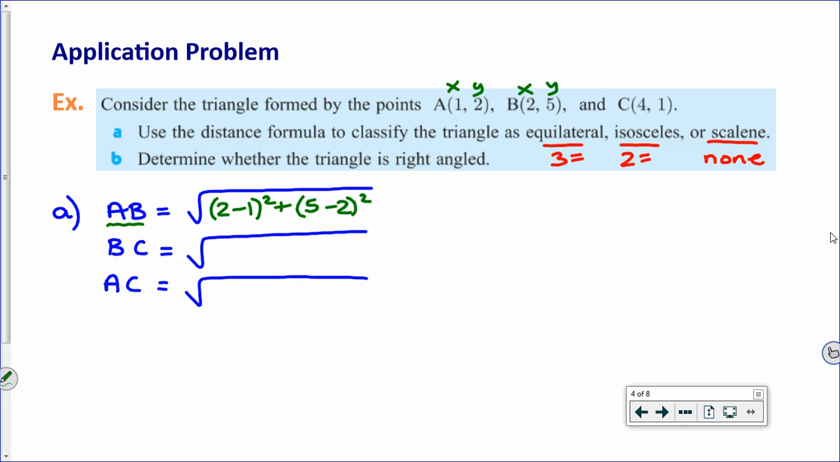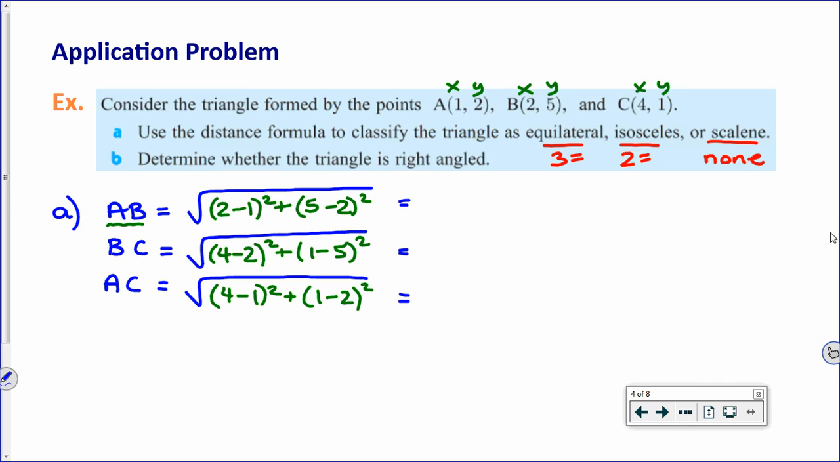For BC, I would use the points B and C, making sure that those are the x and y values I'm using. So 4 minus 2 and 1 minus 5. And then for AC, I would be using the coordinates A and C. So 4 minus 1 and 1 minus 2. And then going on to simplify each of these to determine if any of them come out the same.